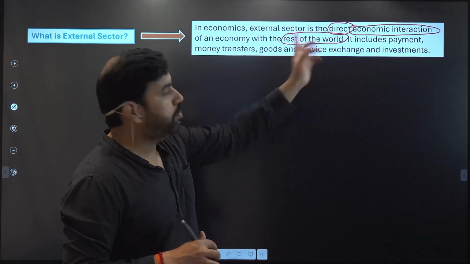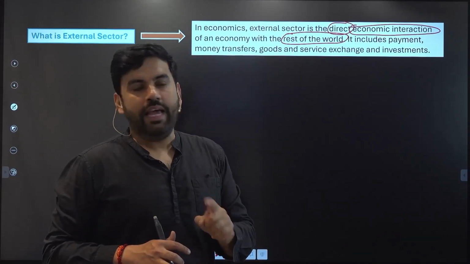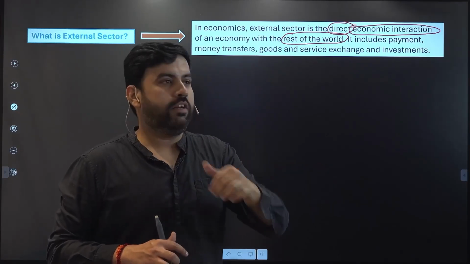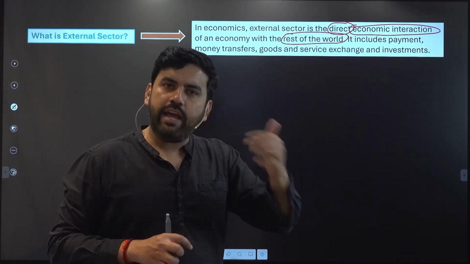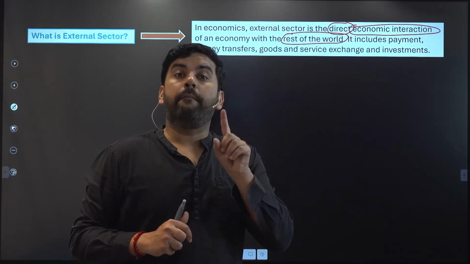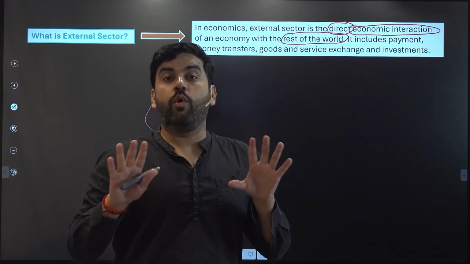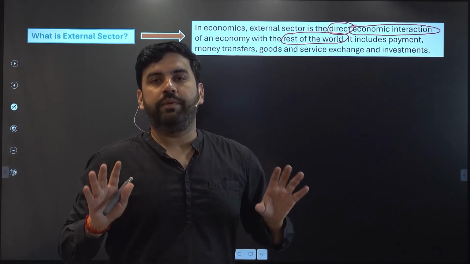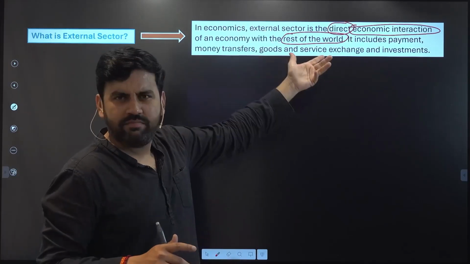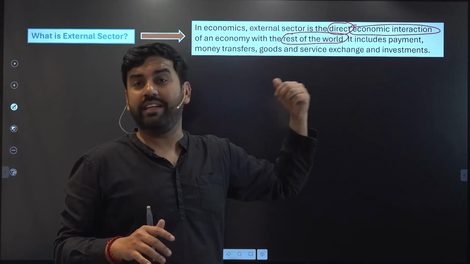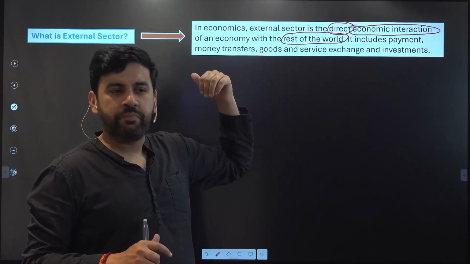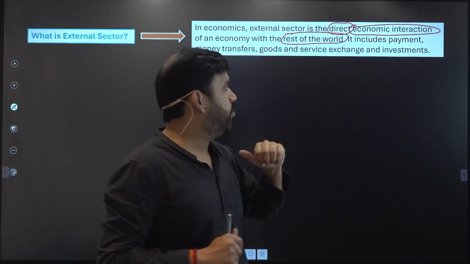And secondly, it should be economic; money should be involved. Here economy means money transactions. Whatever we are providing, whether goods or services, whatever we are exporting or importing, everything should include money. It should not be a voluntary non-monetary activity. It should be a monetary activity. Then it includes payments, like remittances. Then it has money transfers, remittances, scholarships, pensions and many other kinds of money transfers.